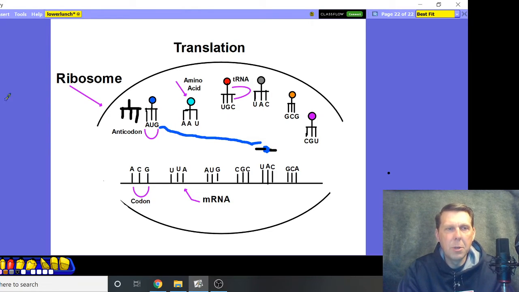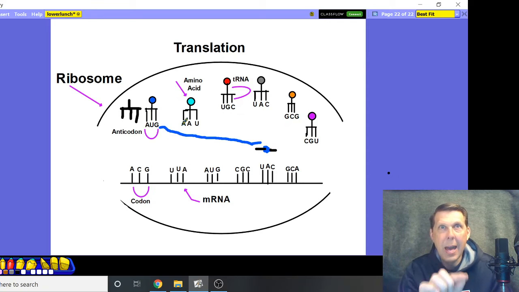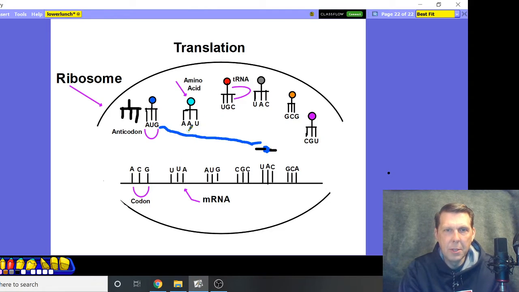So let's see where this one goes, this light blue one. The anticodon on this tRNA, the whole thing is called a tRNA, is AAU. Okay, A codes for U. Apples are eaten by unicorns. So I'm looking for U, U, A. And there it is. So this one is going to come down here.